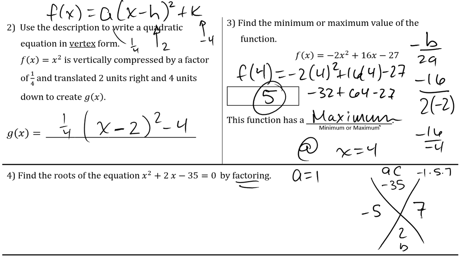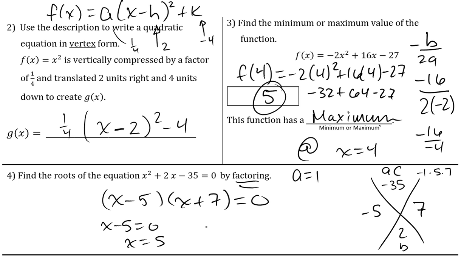Because a is 1, I don't need to do the splitting and the factoring by grouping. I'm finished. The factored form of this is x minus 5 times x plus 7, and that product equals 0. The only way that I can get a product of 0 via multiplication is if one of those factors actually equals 0. So either x minus 5 is 0, in which case x would be positive 5, or x plus 7 equals 0, in which case x would equal negative 7. So my two roots are negative 7 and positive 5.